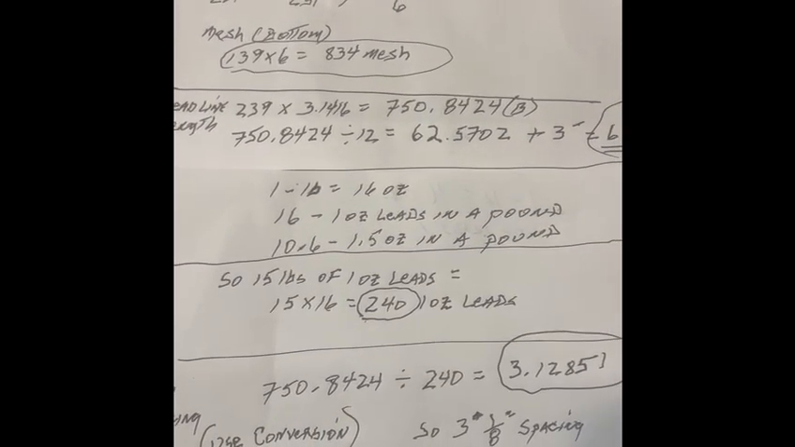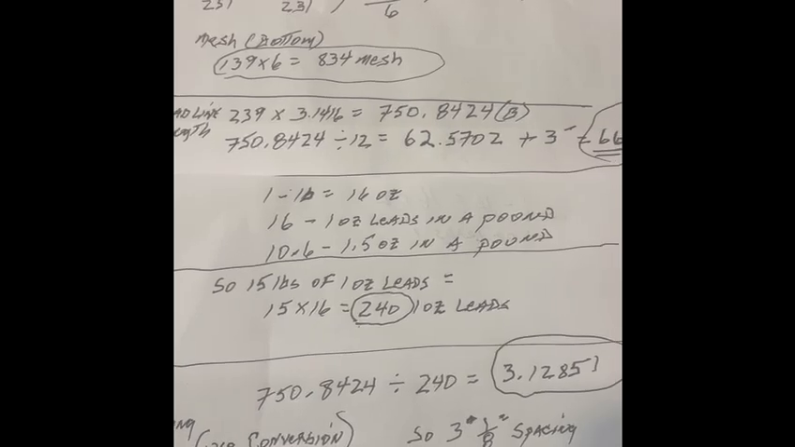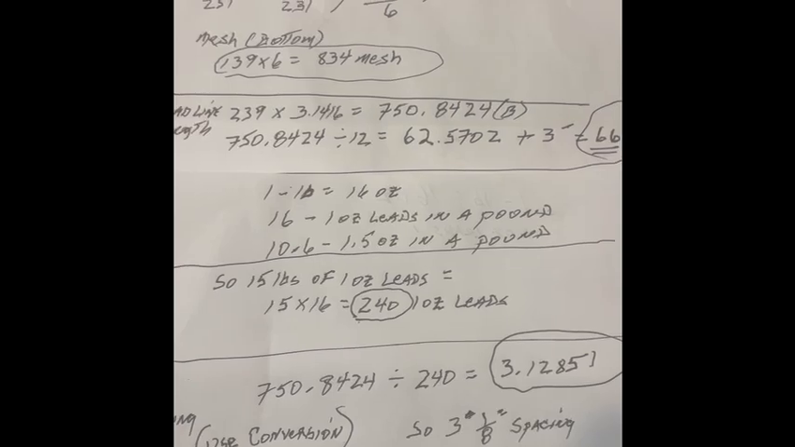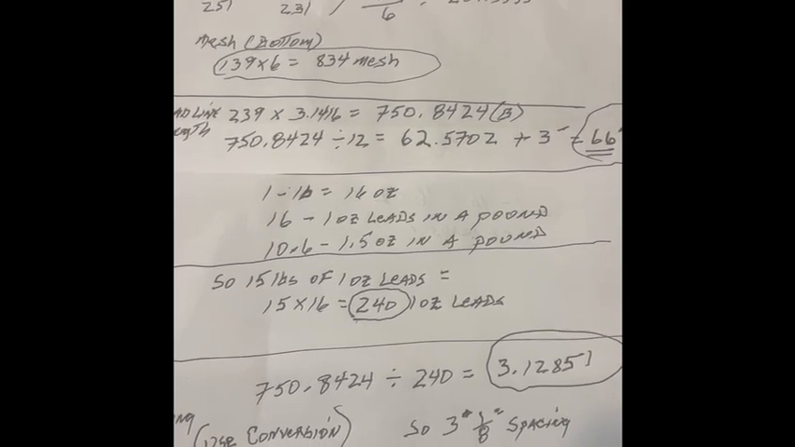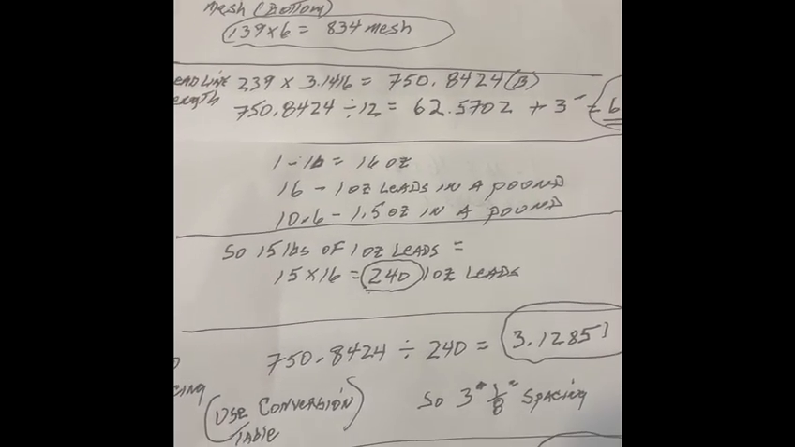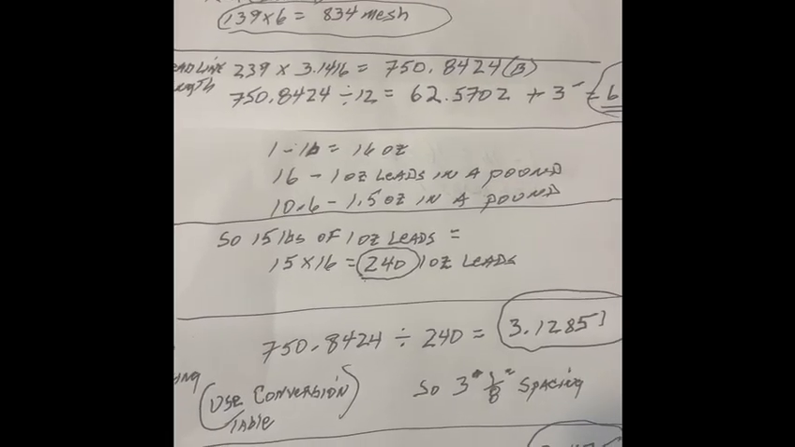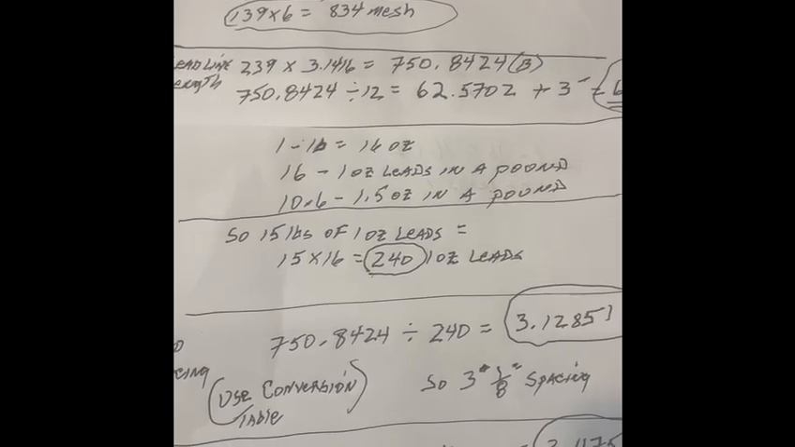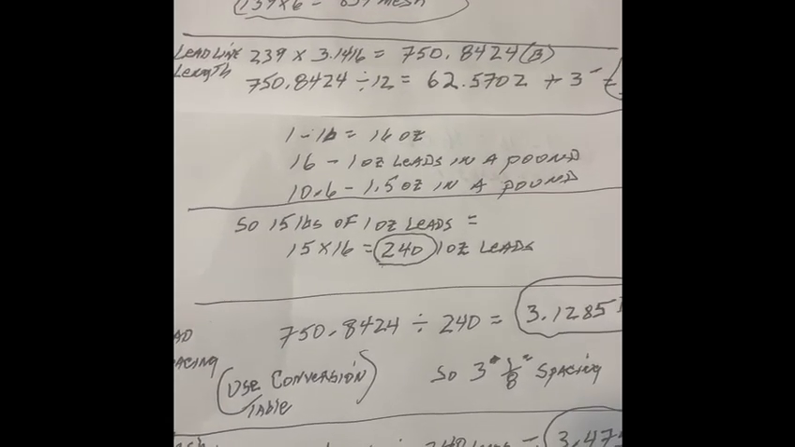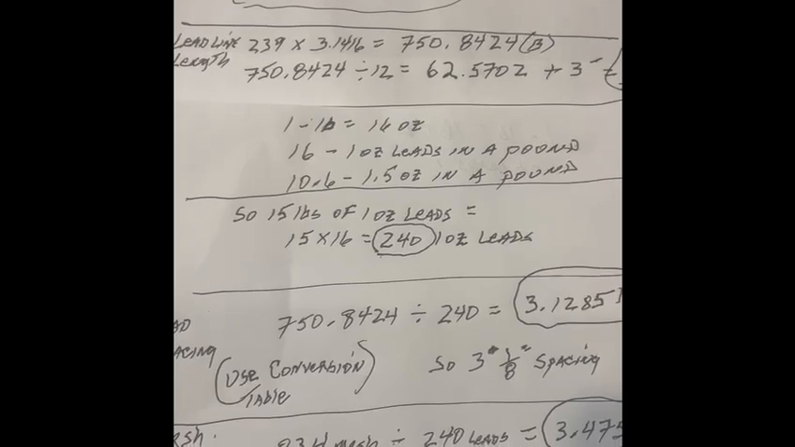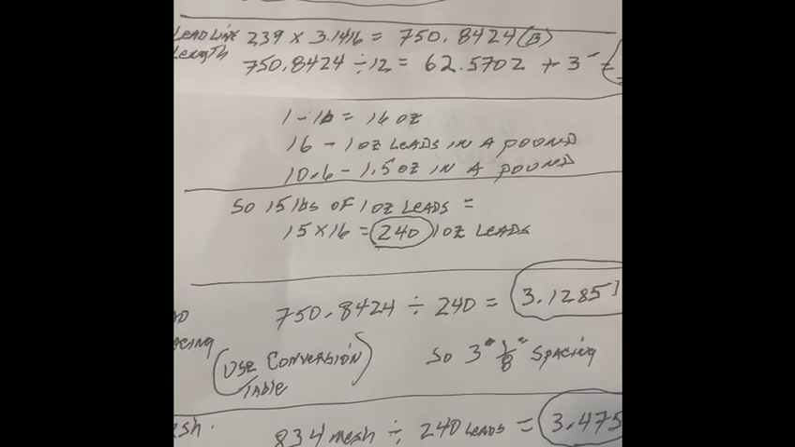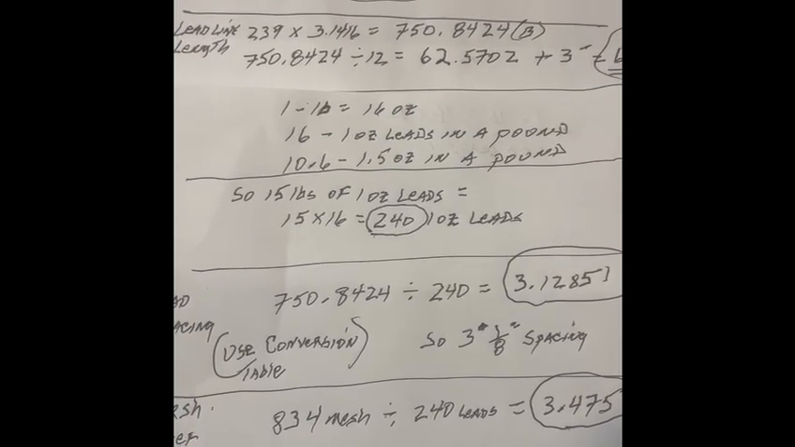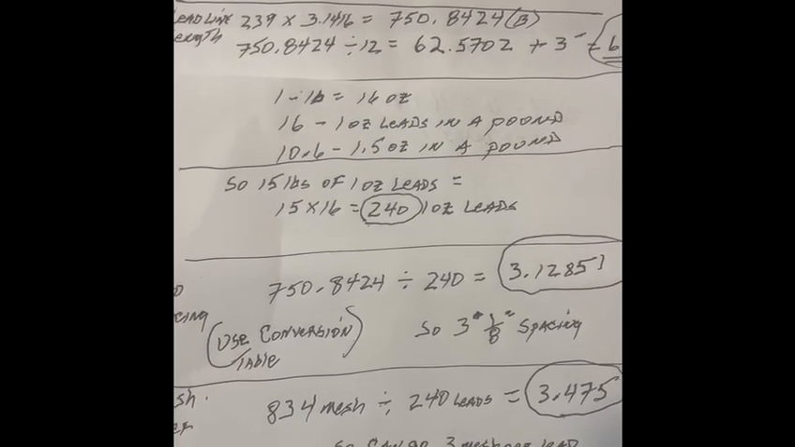1 pound is 16 ounces. Therefore, there are 16 1 ounce leads in a pound, or 10.6 1.5 ounce leads in a pound. So if we have a 15-pound net, we take 15 pounds times 16 ounces, which would give us 240 1 ounce leads. So that would tell us how many leads we needed for 15 pounds.